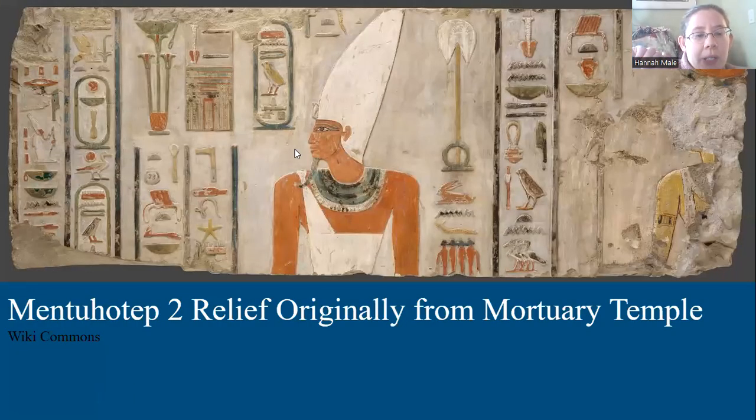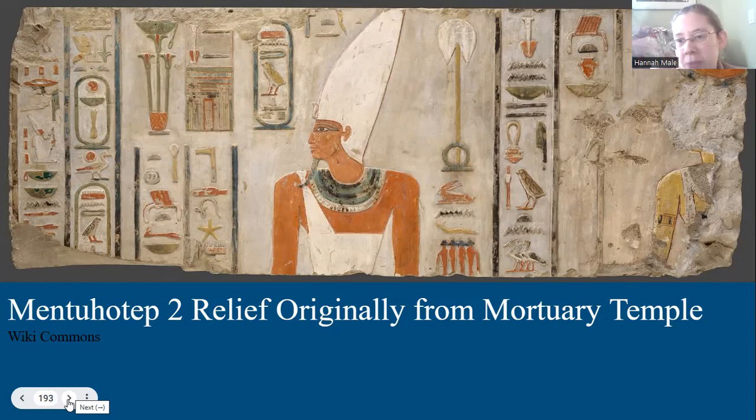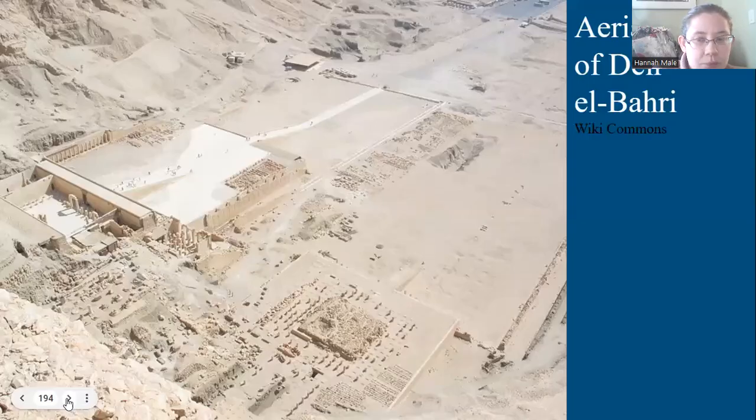This is a relief that's also in the Metropolitan that was originally, again, in his mortuary temple. So this is Mentuhotep II. This, again, was part of the decoration that was originally within that temple and was removed from the site when it was excavated. And I think the Metropolitan Museum directed at least one of the excavations, so I think that's how some of the pieces of his temple ended up in the Met in particular.